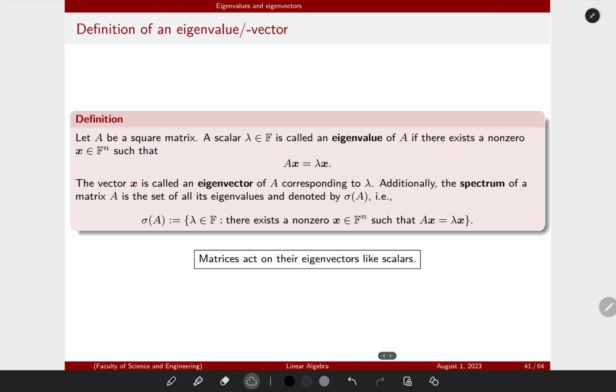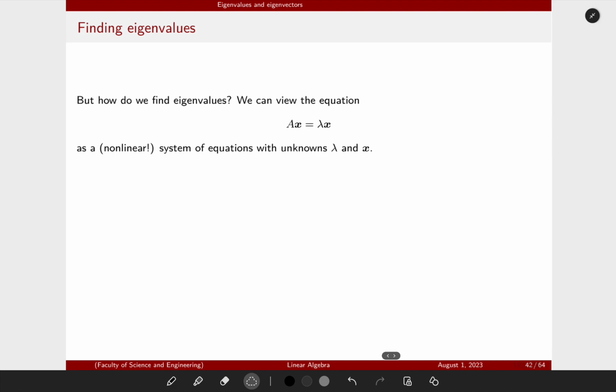An important thing to note is that this x is non-zero. Have I said that here? Yes, non-zero vector x, because if we could allow a zero vector, then it would be an eigenvector of any matrix, and any scalar would be an eigenvalue, because multiplying the zero vector by something does not change the fact that Ax equals 0. So this is why we exclude the zero vector.